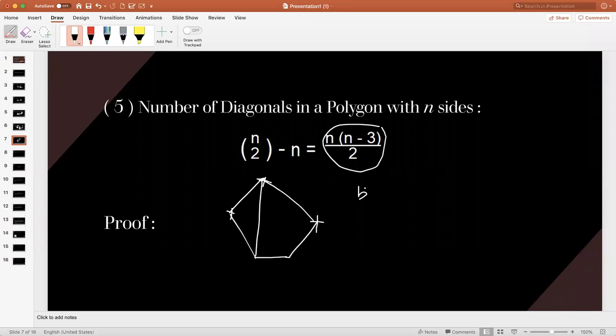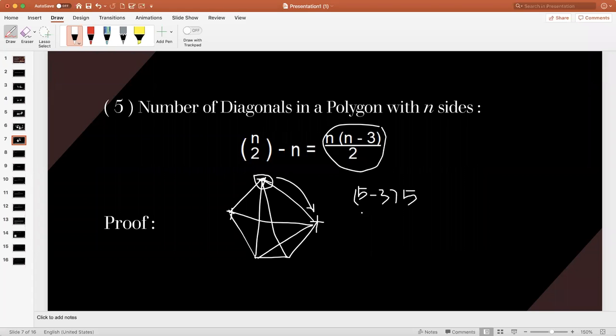So 5 minus 3, we have 2 choices for each vertex we pick. We started out with this one, and there are 2 choices for that one vertex. If we rotate over here, there are also going to be 2 choices here, and here and here. So for each vertex, there are always going to be n minus 3 choices. So in this case of a pentagon of 5 sides, we have 5 minus 3 for each vertex, and then we have 5 vertexes.